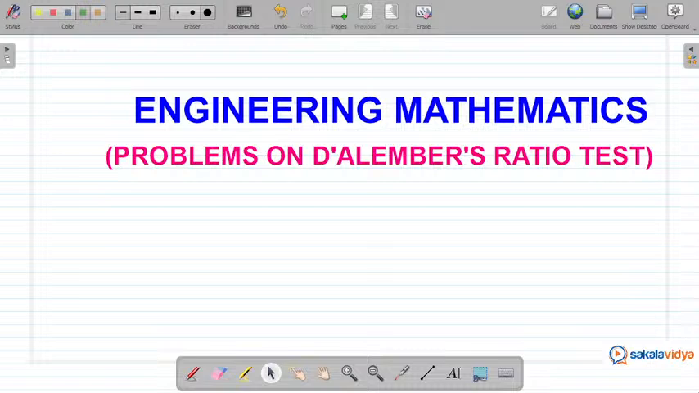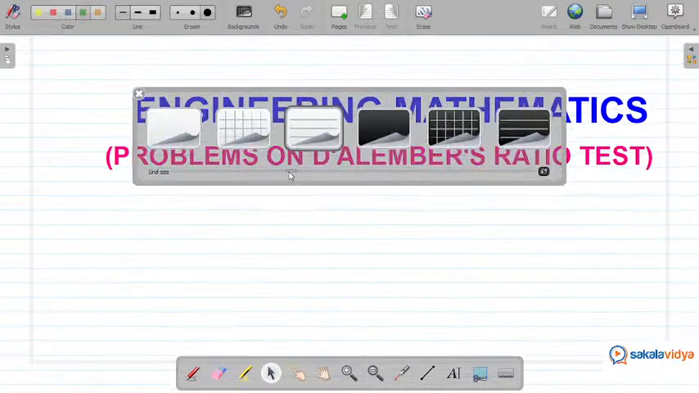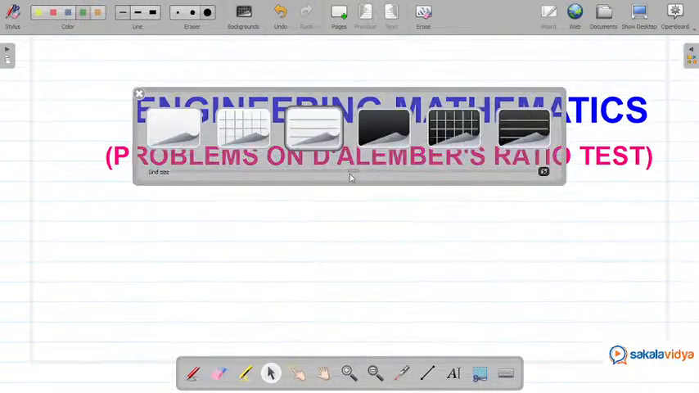In the last session we discussed 6 problems on D'Alembert's ratio test in the part of infinite series. Today we are going to do some more interesting problems on D'Alembert's ratio test. Without wasting our time, let us directly switch over to our problems. Let us move to the first problem.